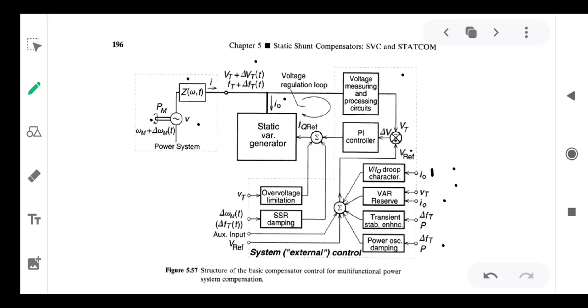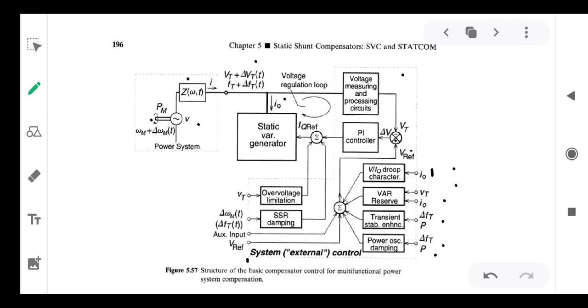If you want to have transient stability improvement, delta F or P. If you want to have power oscillation damping, similarly you have delta F and P. Any one of the signals is taken from the system in order to implement the required control circuit. So here this is the V reference, which is the required voltage reference.